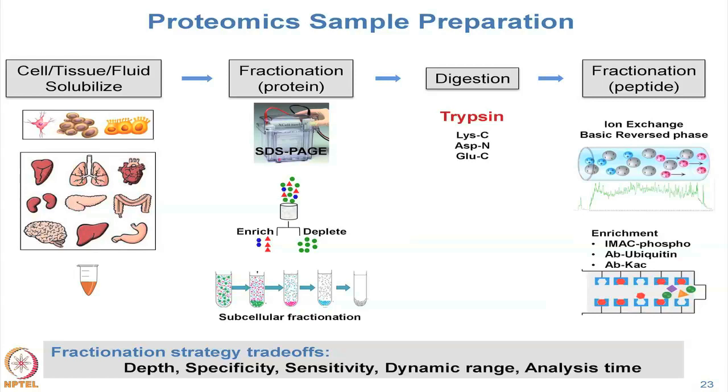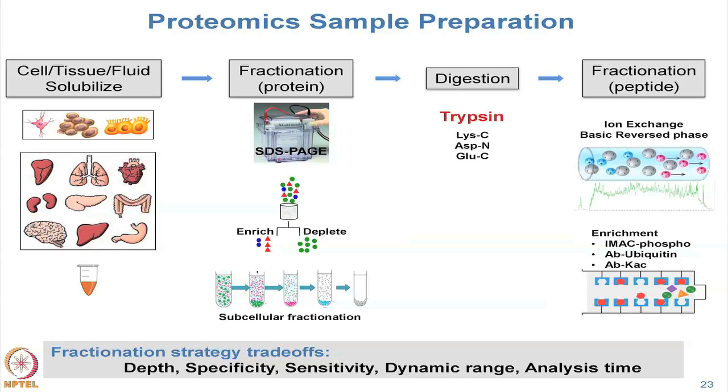From the standpoint of proteogenomics, we don't do any fractionation at the protein level. The first thing we do is digestion to peptides, and then it's all about separation of peptides after that. If you're going to do fractionation at the protein level, it's usually because you're after some particular subset of things, or let's say you're doing plasma.